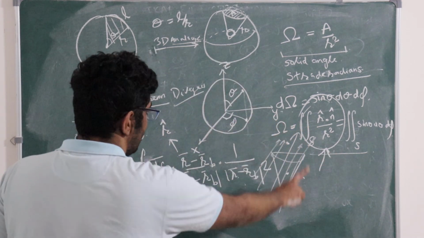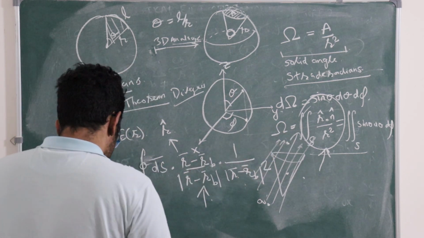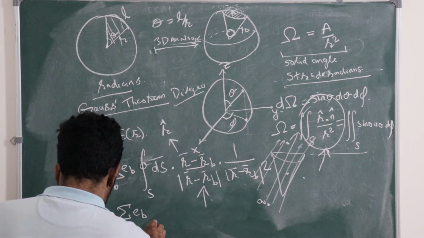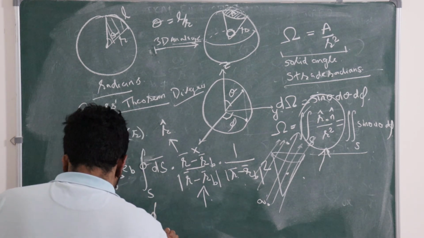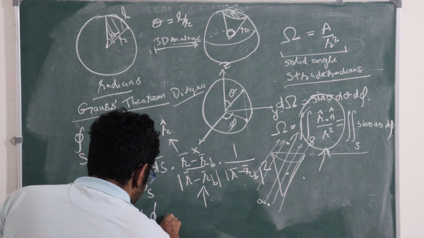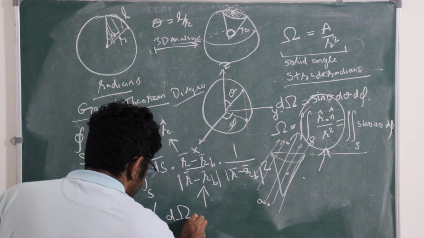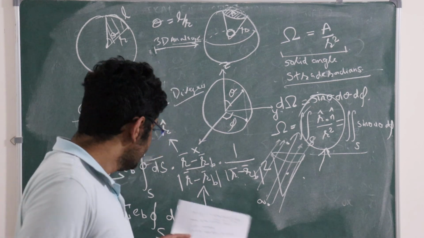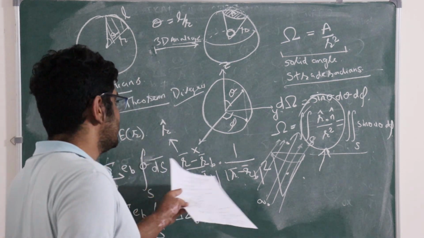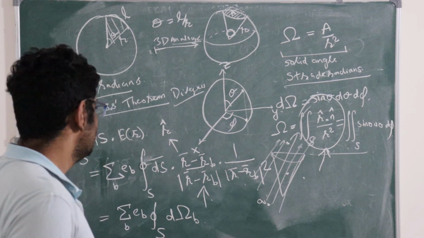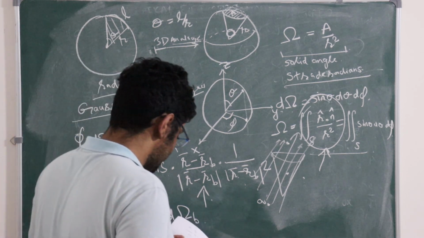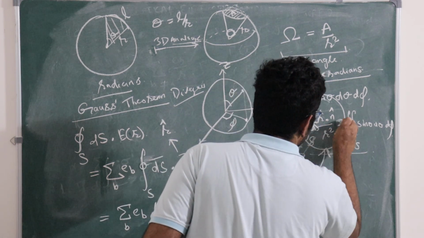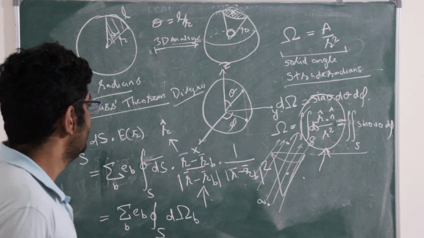And so I'm going to write that thing as summation over b of eb, contour integral over the element d omega b. So you can see why I wrote that, because you directly see the connection here. And now once I wrote that, this ds is missing over here, yeah, so that's it.